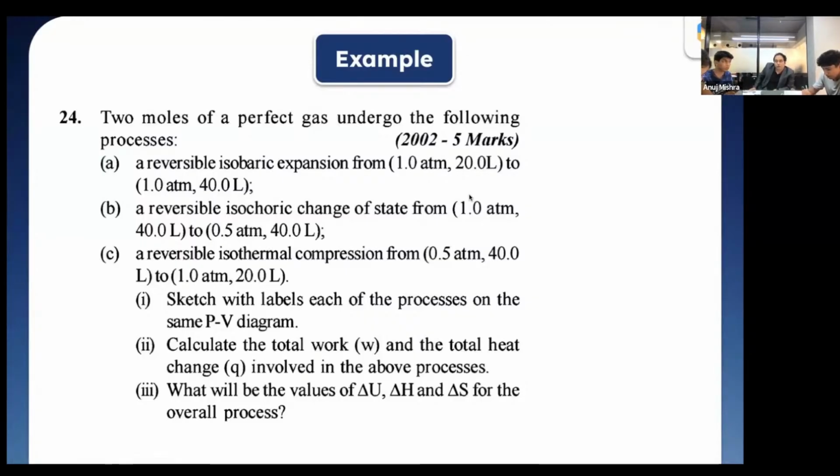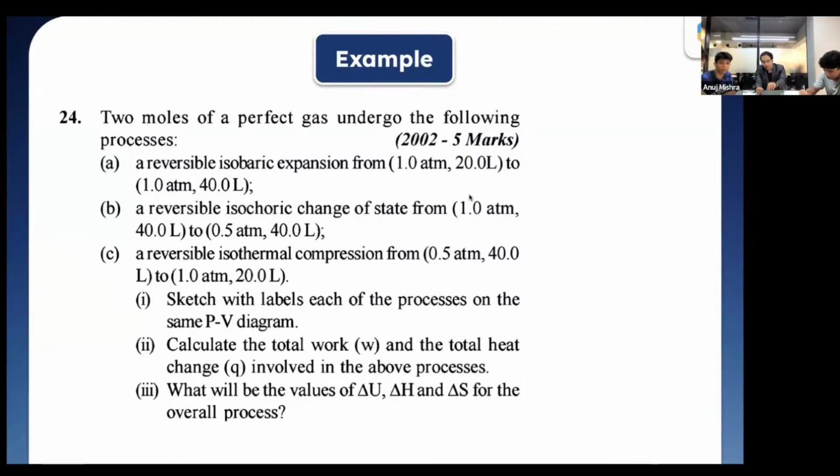Show the first one. Good. So from this point to this point is A. From this point to 0.5 is B, the reversible isochoric change. And the next is a reversible isothermal compression from 140 to 120. 120 is a starting point. So how will it look like?